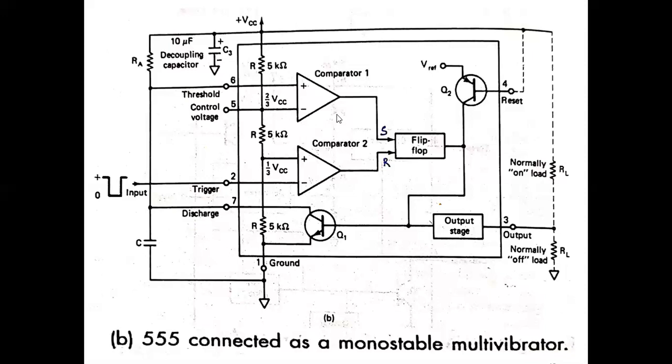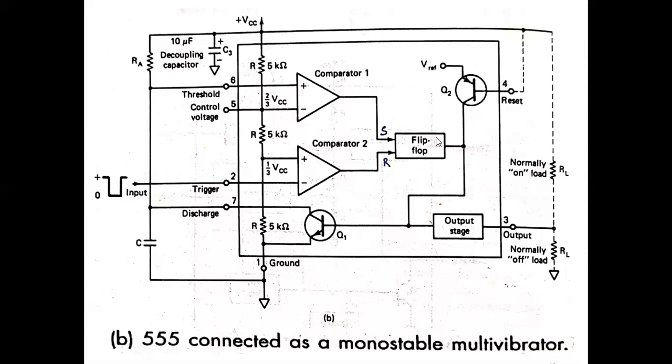The comparator 1 output switches from low to high, which in turn drives the output to the low state via the output of the flip flop.